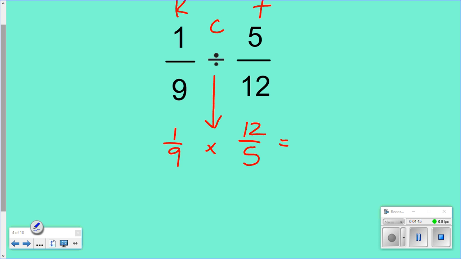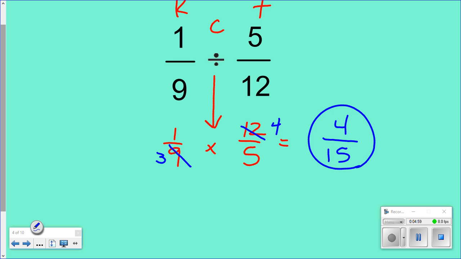Anybody know? What can I reduce? Alex? 9 and 12 by 3. 3 goes into 9 3 times. 3 goes into 12 4 times. Multiply across. 4. 3 times 5, 15. Done.